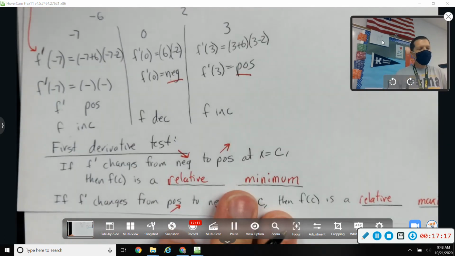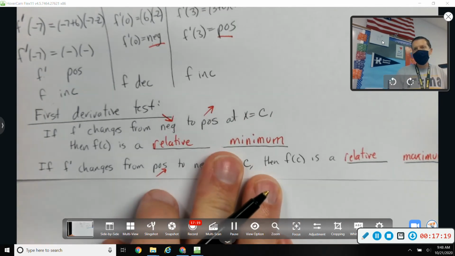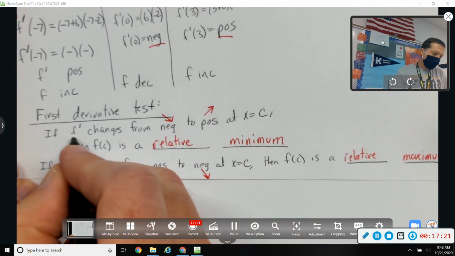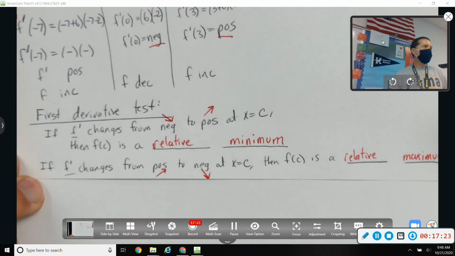All right, so the first derivative, I think, is not really a big deal. It makes sense if you understand what f prime tells you about a function. It tells you its slope. It tells you it's increasing or decreasing. So if it changes, you've either got a maximum or a minimum.